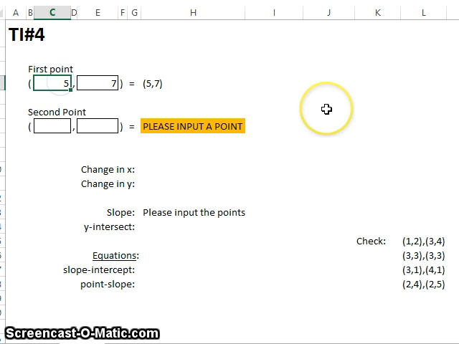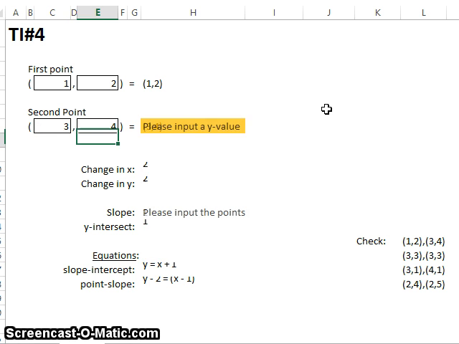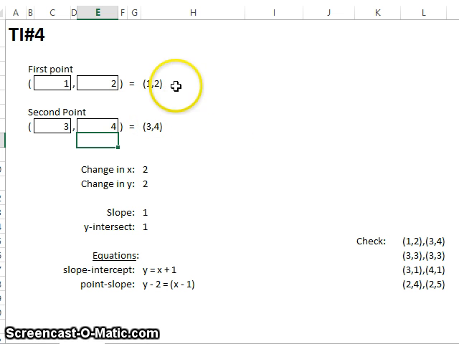So our first point that we're going to look at is going to be 1, 2, and then our second point will be 3 and 4. And so as you see, after it gets both of those points, it calculates the change in x and the change in y, and then from there it takes the change in x, change in y, and calculates the slope and uses the slope in a point to figure out the y-intercept, and from there it calculates the equations.